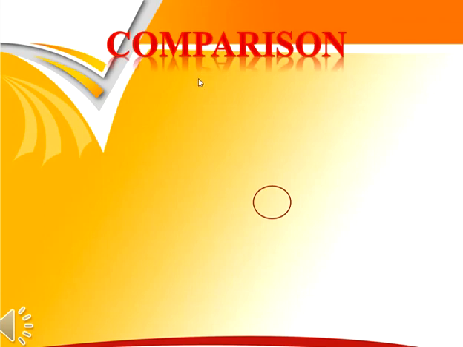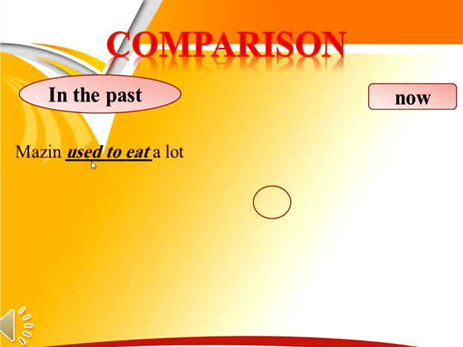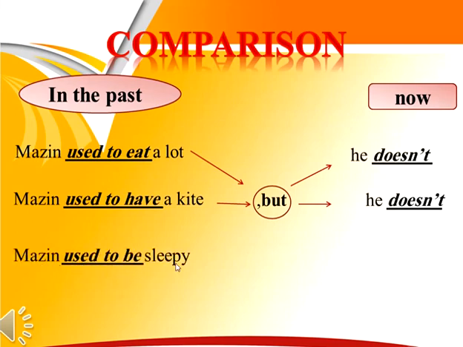Another form of using this structure is just to compare two things. Mazen used to do some habit in the past, but nowadays he doesn't do. For example, in the past Mazen used to eat a lot, but nowadays he doesn't. Mazen used to have a kite, but nowadays he doesn't. Lastly, Mazen used to be sleepy, but nowadays he isn't.